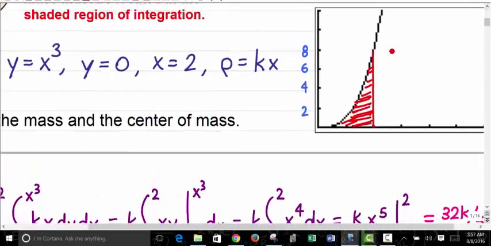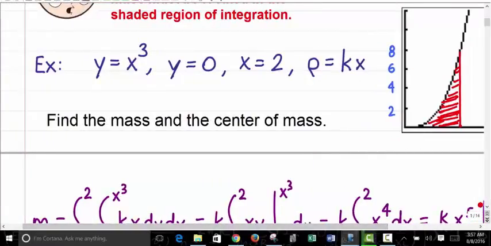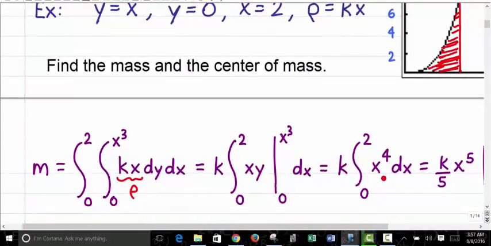So you see I have y equals x cubed, and we're bounded by x equals 2 and y equals 0. So that's pretty easy enough. And I'll go dy dx. Now I'm going to save some time in this video by skipping a lot of the routine calculations, but the setup's obviously very important.